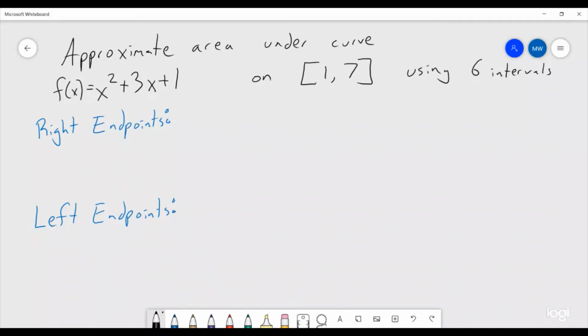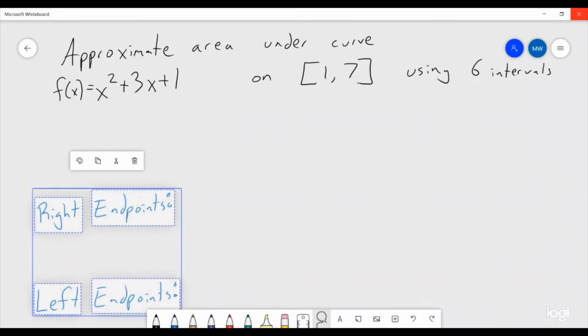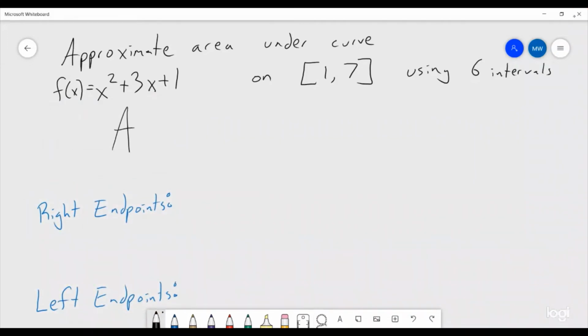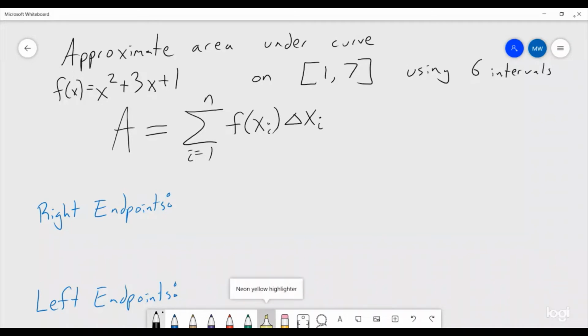Alright, so if we're going to approach this, we're going to need to know a few things. Before we begin, remember that the formula for the approximate area under the curve is always going to be: area is equal to the sum from i equals 1 to n, where n is the number of intervals, of your height, f of x_i, times delta x_i.